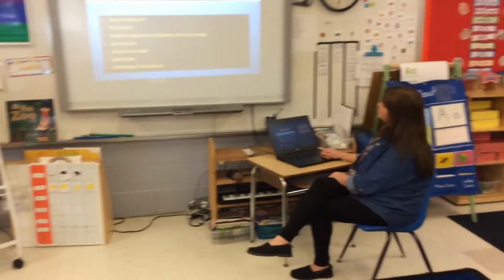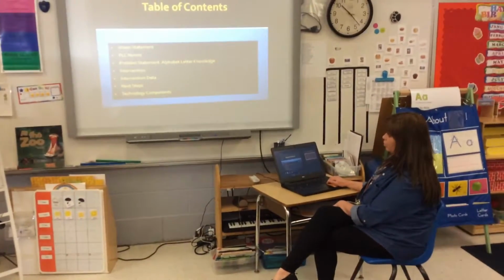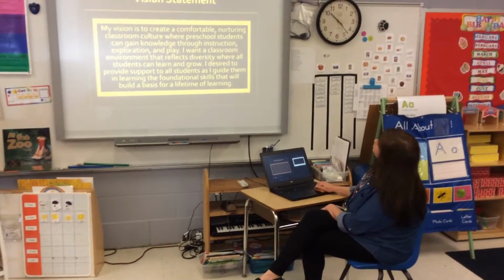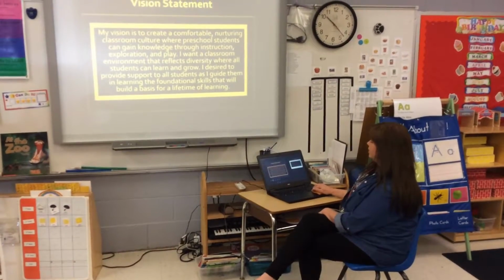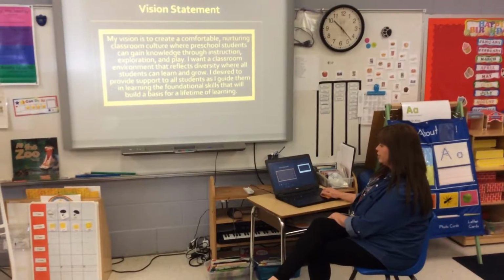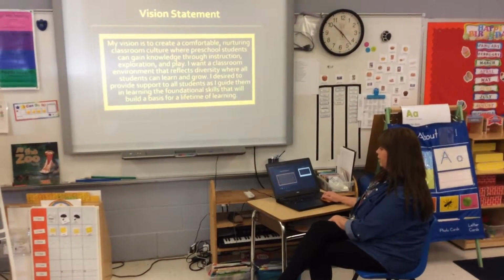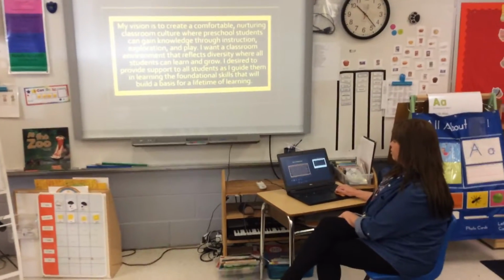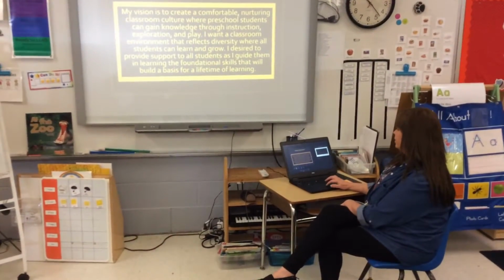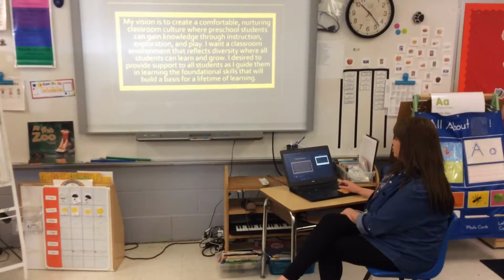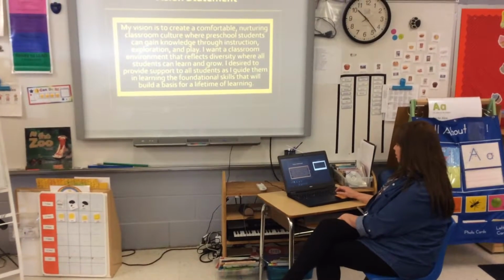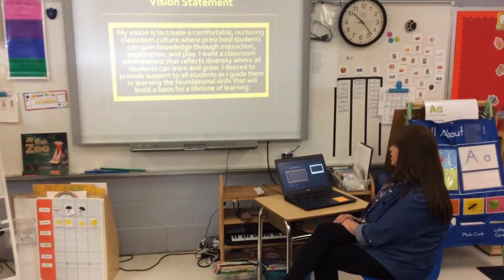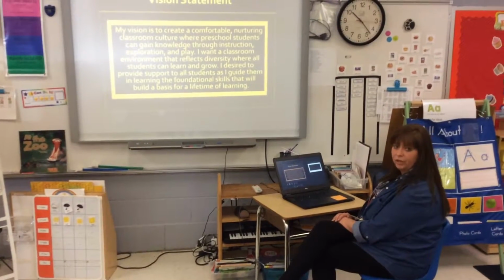Okay, the table of contents is my vision statement, PLC norms, my problem statement, basically everything I just kind of went over and told you. My vision is to create a comfortable, nurturing classroom culture where preschool students can gain knowledge through instruction, exploration, and play. I want a classroom environment that reflects diversity, where all students can learn and grow. I desire to provide support to all students as I guide them in learning the foundational skills that will build a basis for a lifetime of learning.